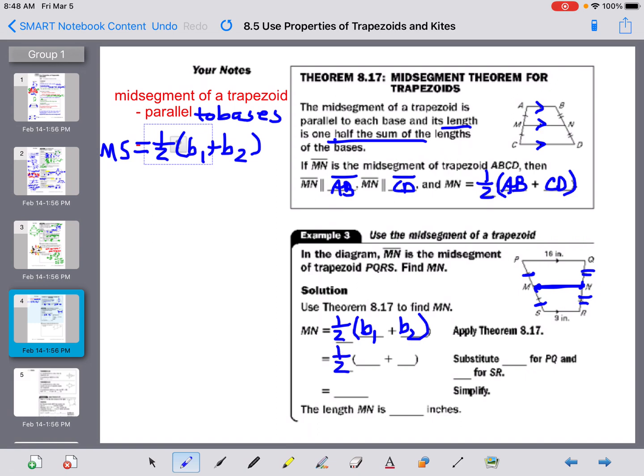So let's see. I have a base of 16. I have a base of 9. 16 plus 9 is 25. Half of 25 is 12.5. Okay, so there's my mid-segment because it's half of that length.